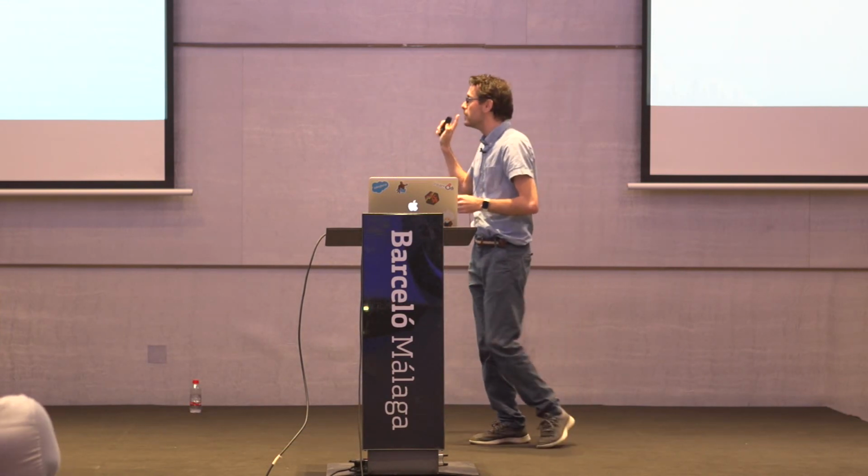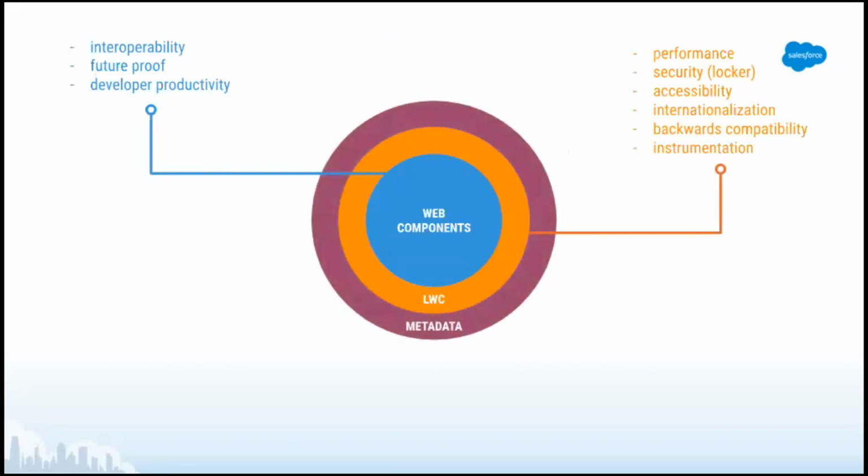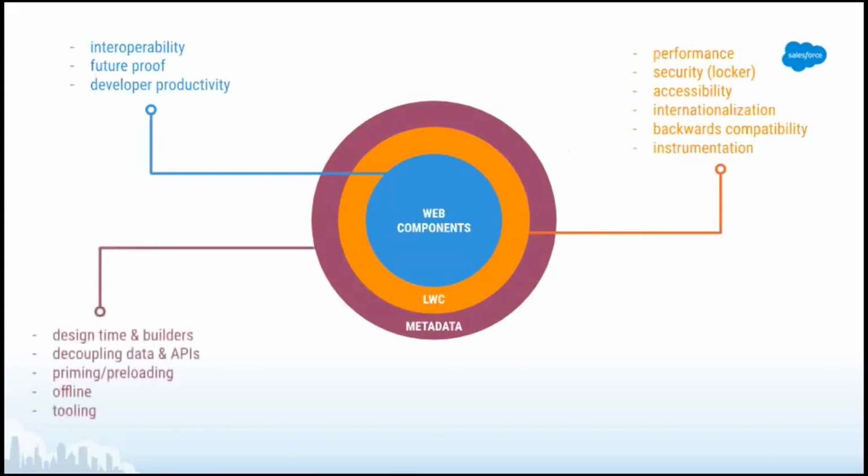Now, as you know, there's one really important piece missing, especially for the Salesforce ecosystem. Remember our admins and developers and ISVs, which is the metadata, right? As you know, Salesforce is all about metadata. Your metadata, our metadata, right? That's what allows us to move forward without breaking you guys. From a component perspective, it's the same thing. Metadata for a component allows us to basically do builders and design time tools and allow static analysis and do things like decoupling the data on APIs. It will allow us to do priming and preloading. We're going to see that in a second. It allows us to do offline, very important, as you remember from the constraints, and tooling.